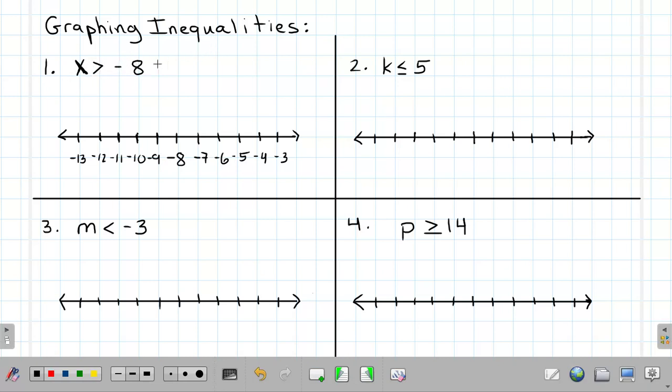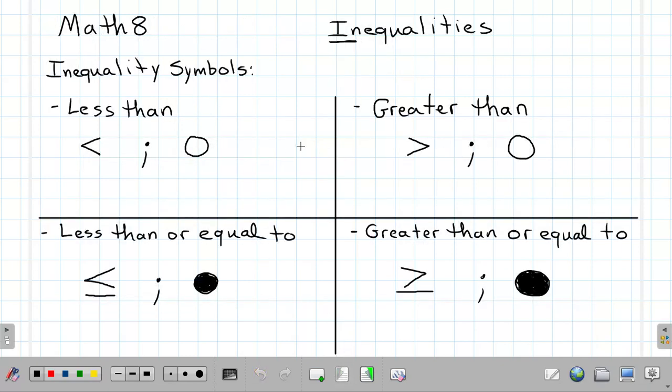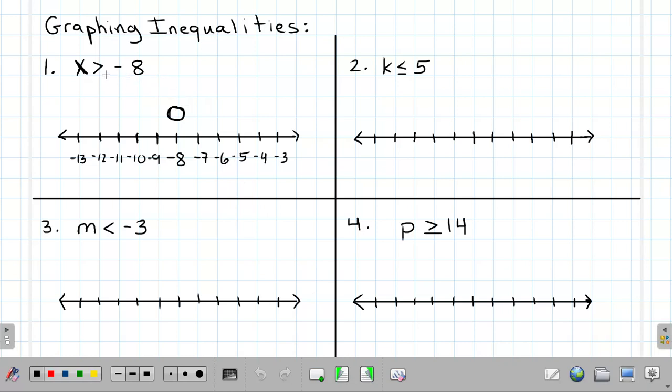Can x be equal to -8? If we put -8 in here, is it true that -8 is greater than -8? That's actually not true. This is what leads us to know that we need to put an open circle here. If it's strictly less than or strictly greater than, then you have to use an open circle. Then you just ask, which way are the numbers bigger than -8? In this case, they are bigger to the right over here. So that means we draw an arrow to the right.